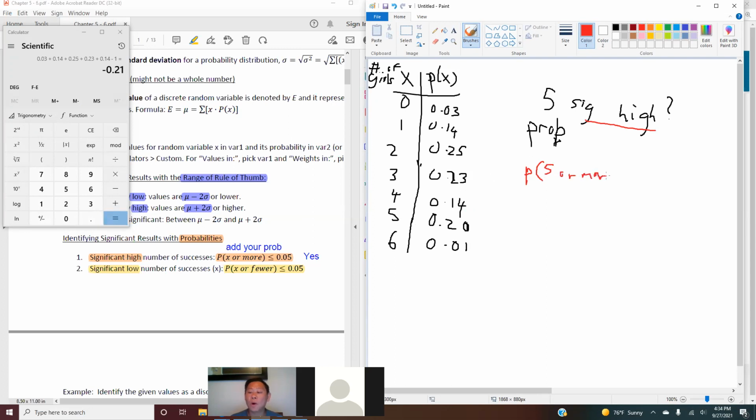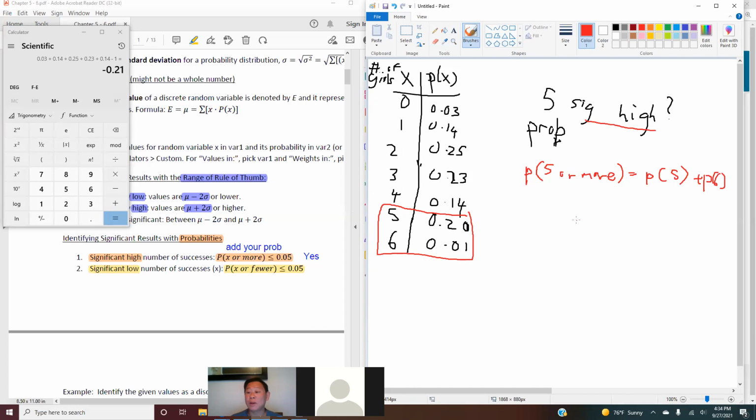So you need to figure out what this probability is. How do you figure out the probability for 5 or more? You take this and you have to add. So you have to add the 5 and the 6.